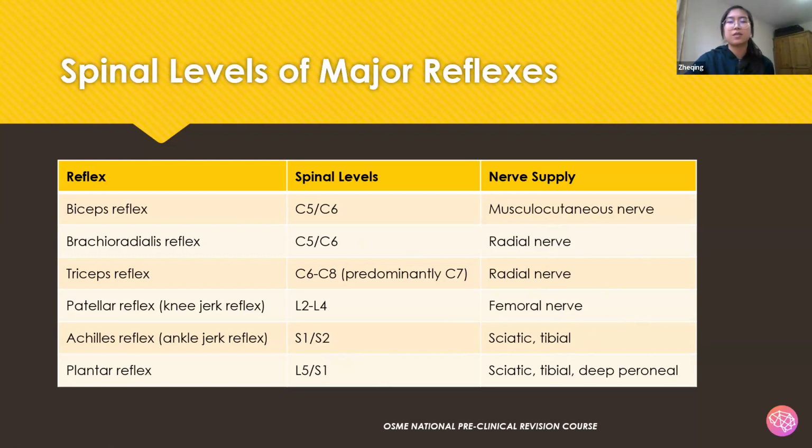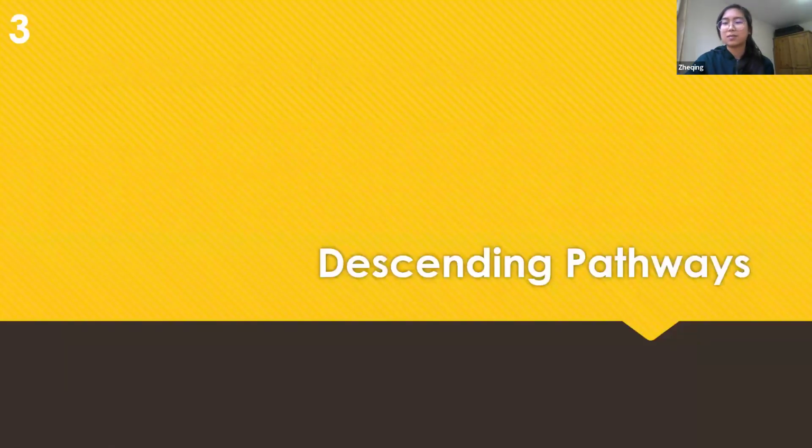It's the same as the muscles that are contracted. Okay, so we'll move on now to the descending pathways. And these are talking about the different tracts in the spinal cord.